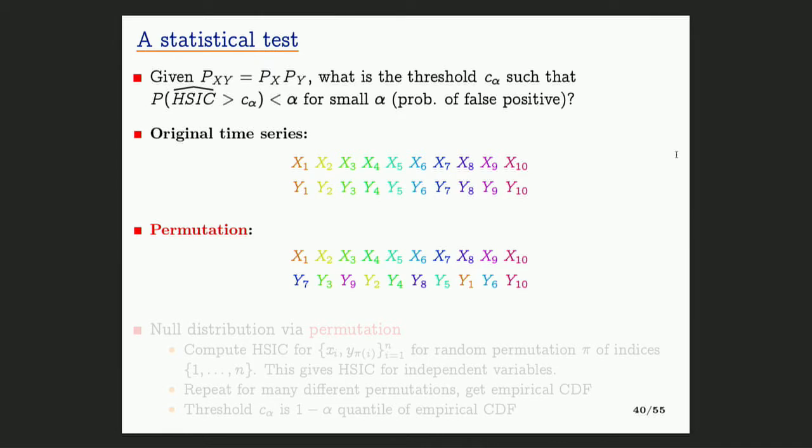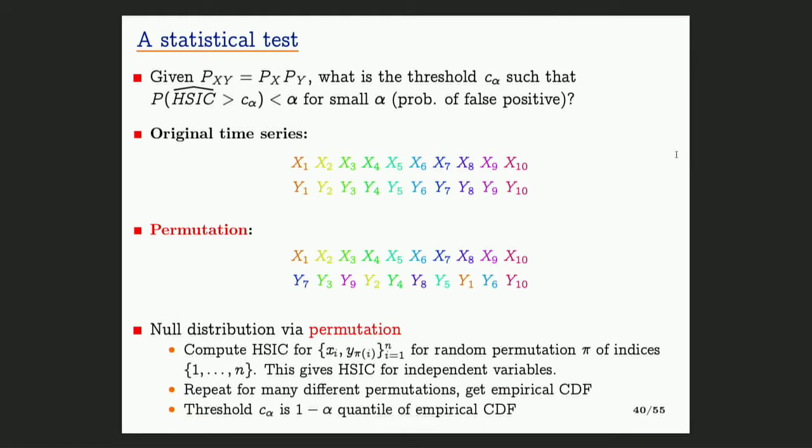This will give me a sample of HSIC in the event that x and y are independent. And then I scramble my data again, and I compute another HSIC. Scramble it again, compute another HSIC. So this is what I'm doing now.